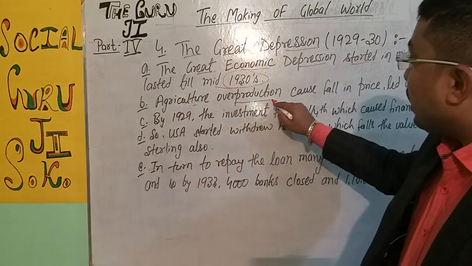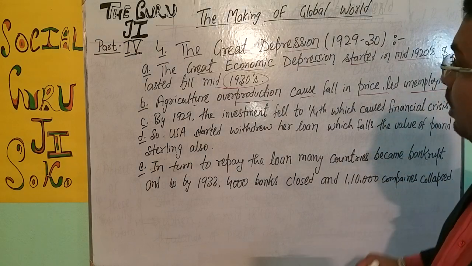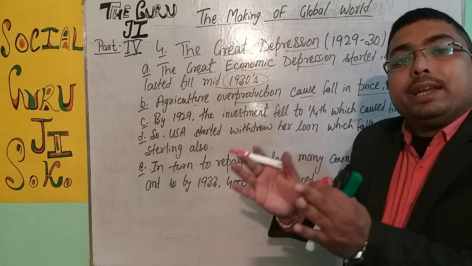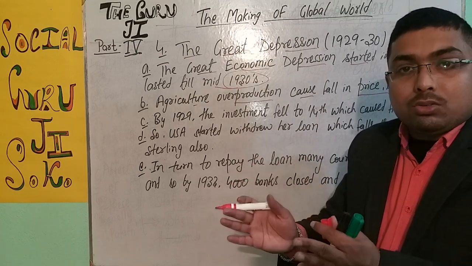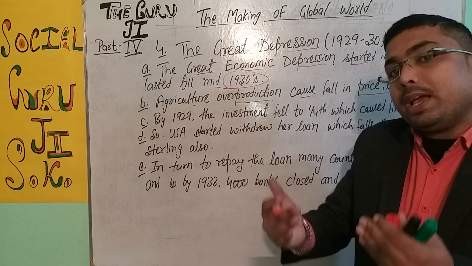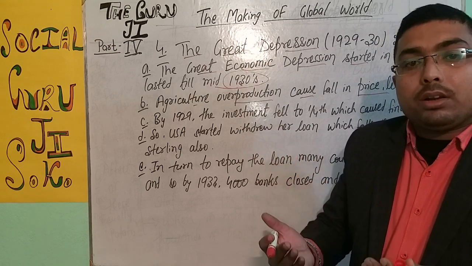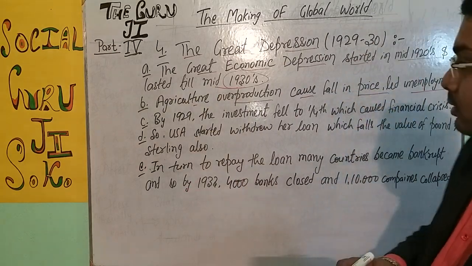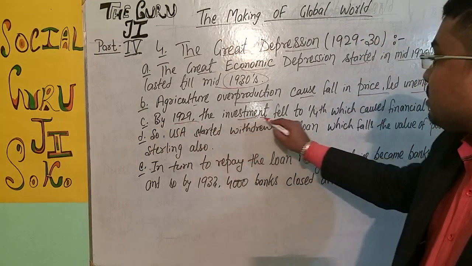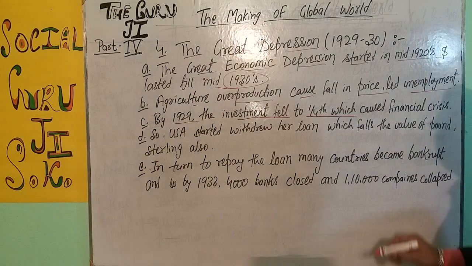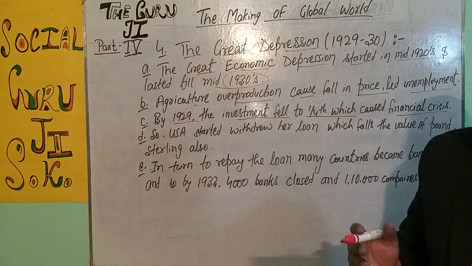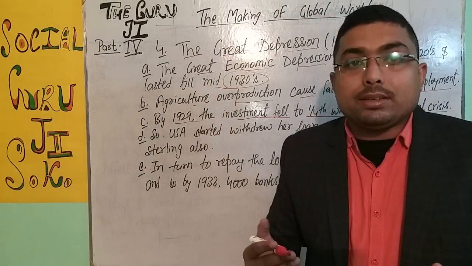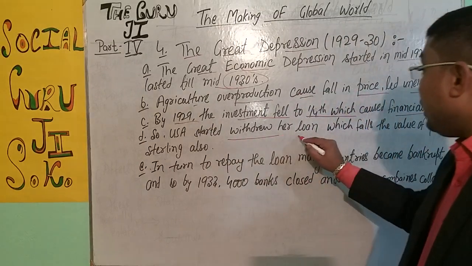So, agriculture overproduction caused falling prices and led to unemployment. जो हम लोगों ने अभी तुरंत पढ़ा, that the first thing and the main effect is the fall in agriculture, and due to the agriculture crisis and overproduction, the price fell down, and when the price fell down, very many people became unemployed. The unemployment spread all over the areas. So by 1929 investment fell to one fourth, which caused a financial crisis all over the world, especially in the trading countries. When the US also felt the economic crisis, they started withdrawing their loans.